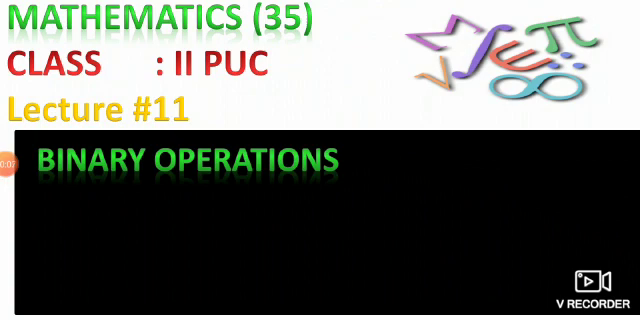Today we are going to solve a few more examples from exercise 1.2. Today we are going to solve the remaining questions on the binary operations. In this case we are going to study whether the given operation star is commutative or associative or not.